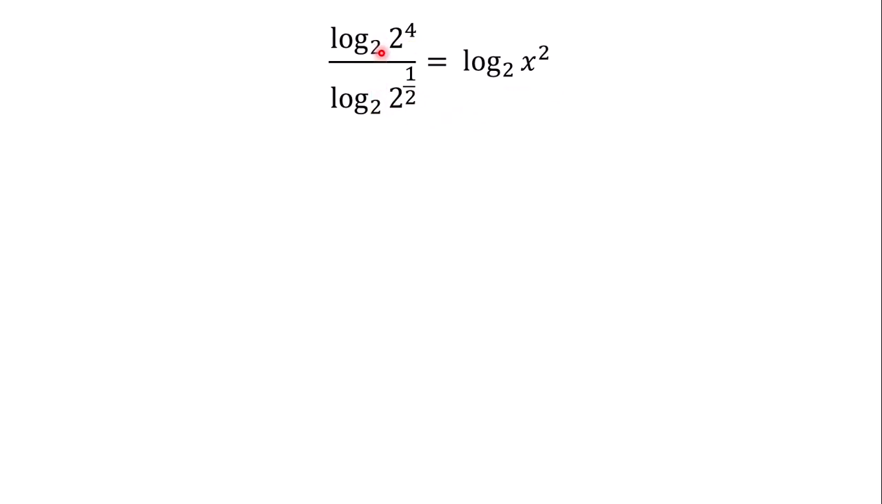Now here we are going to apply one of the laws of logarithm, that is the law of exponent, which says that log a raised to the power b is equal to b log a. So applying that law here, we can bring this 4 in front of this log. The same thing is applied here: we will bring this 1/2 in front of this log.